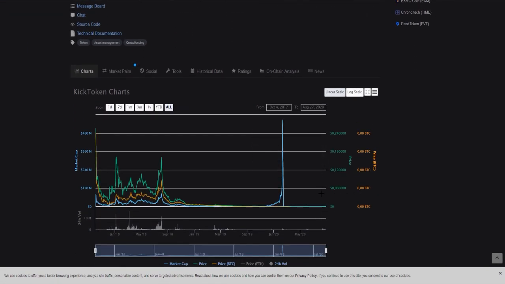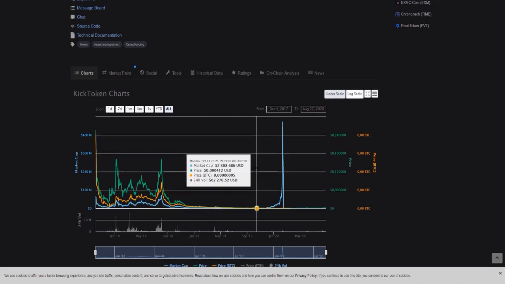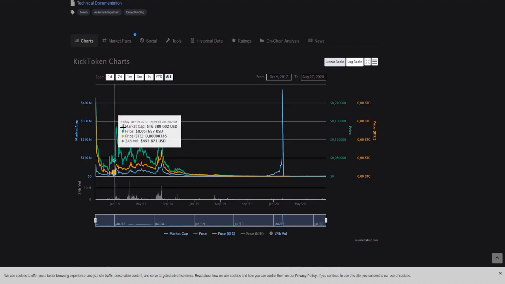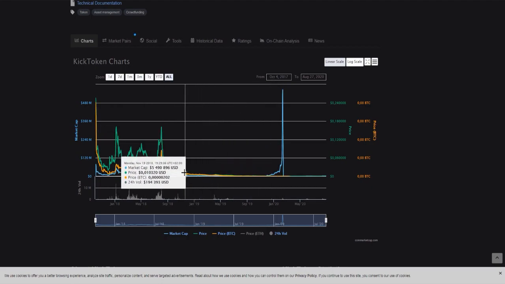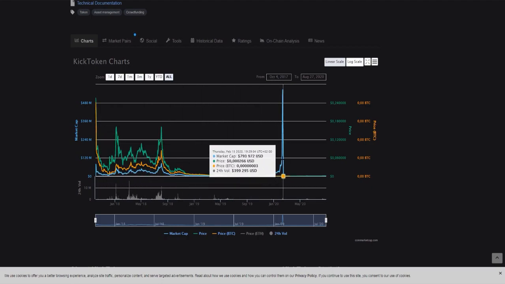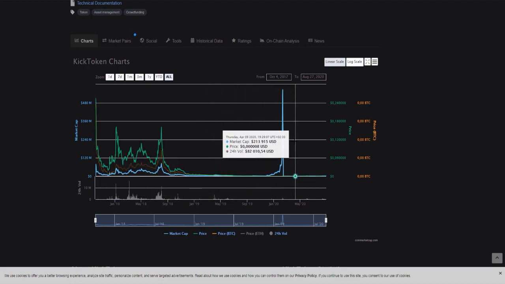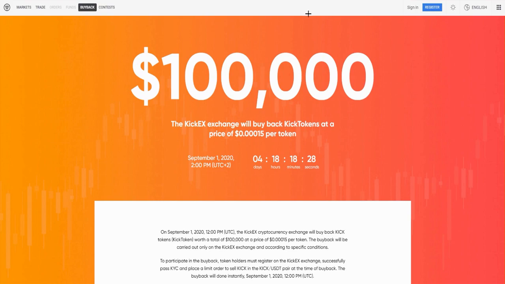And here you can see the Kick token charts, how much the price went up, and as you can see, the price increased because of the buyback, so it's a very huge project for you. And yeah, I will now talk about the buyback.